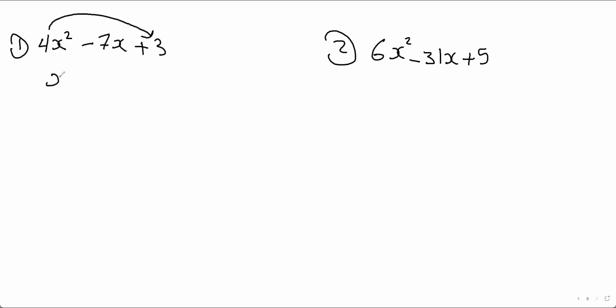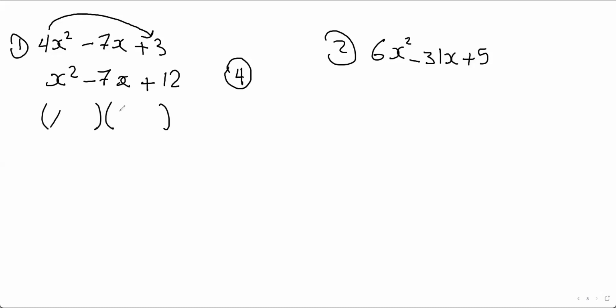So what I end up getting is x squared minus 7x plus 12. But the 4 that you multiplied into the 3, just put a circle around it because at the end, when you factor this, you have to divide both numbers by this 4. So keep track of this 4. What multiplies to give me 12 and adds to give me -7? It's -4 and -3. Multiply them, you get +12. You add them, you get -7.